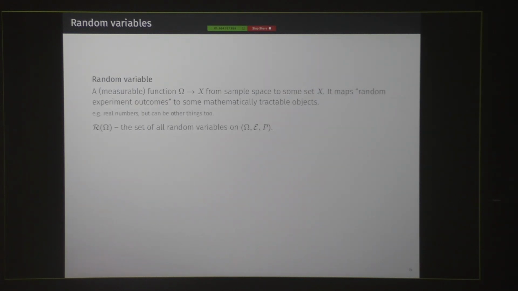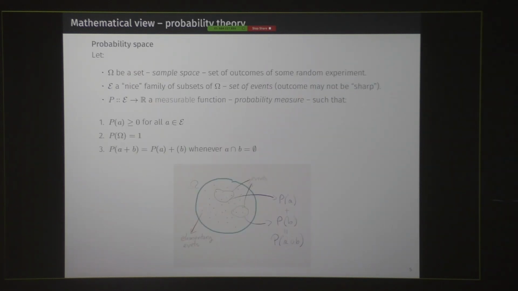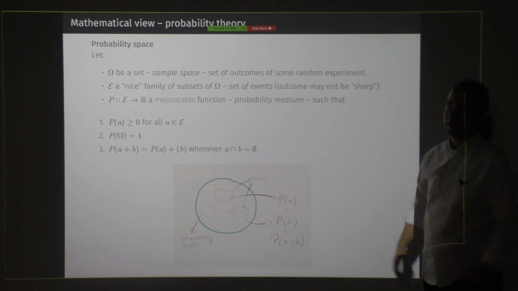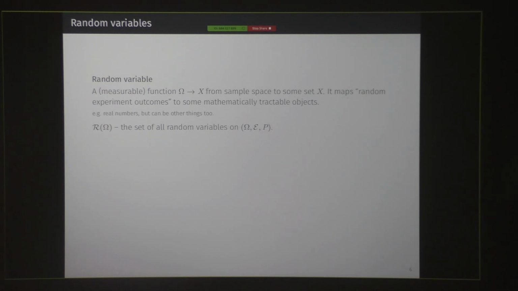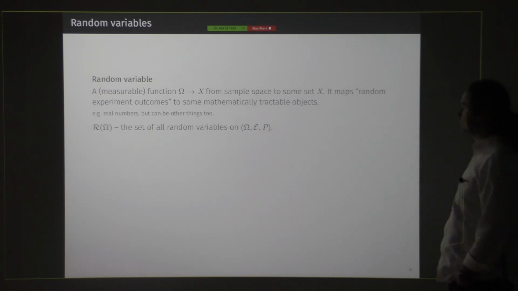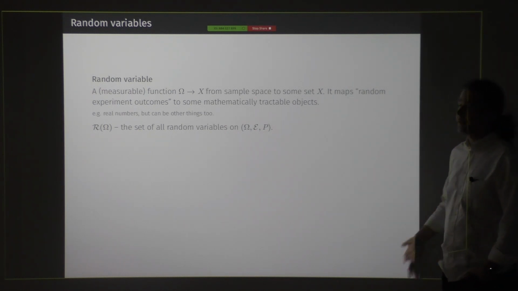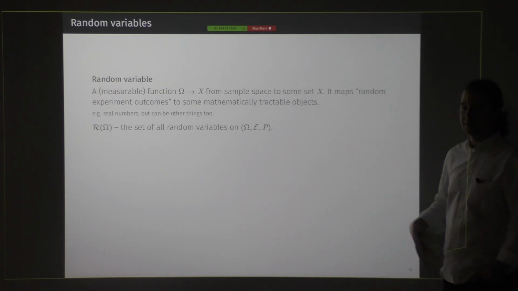What do they do more? I mean, in particular, we said we have some set. Mathematicians don't like to work with some set. Mathematicians like to work with sets with certain properties. So they introduced the notion of so-called random variable. What is a random variable? Random variable is again a function. Mathematicians love functions.